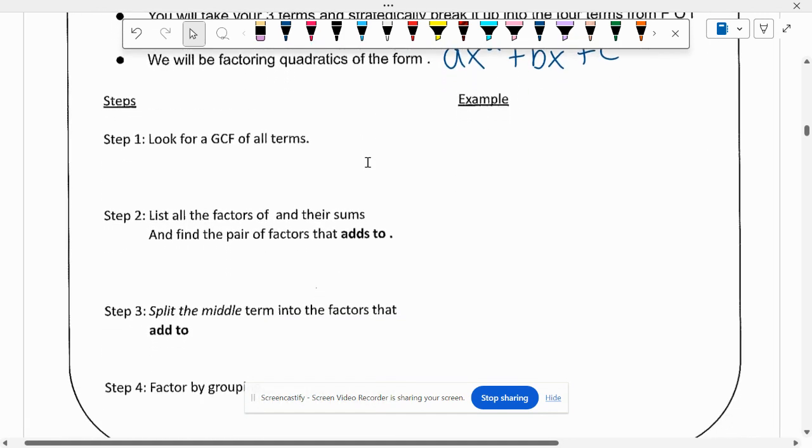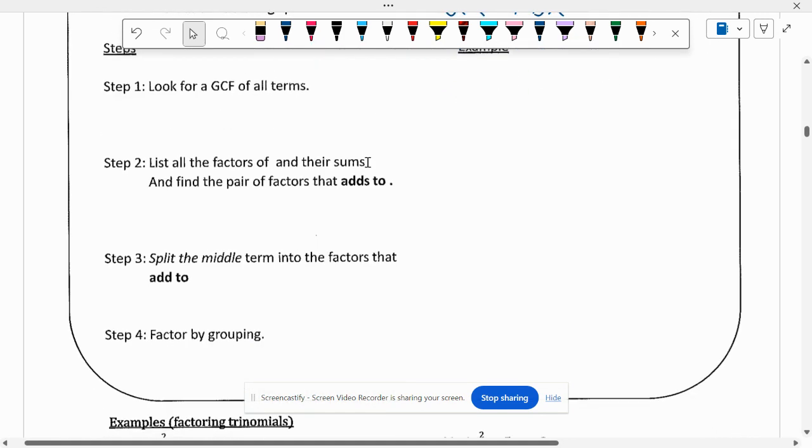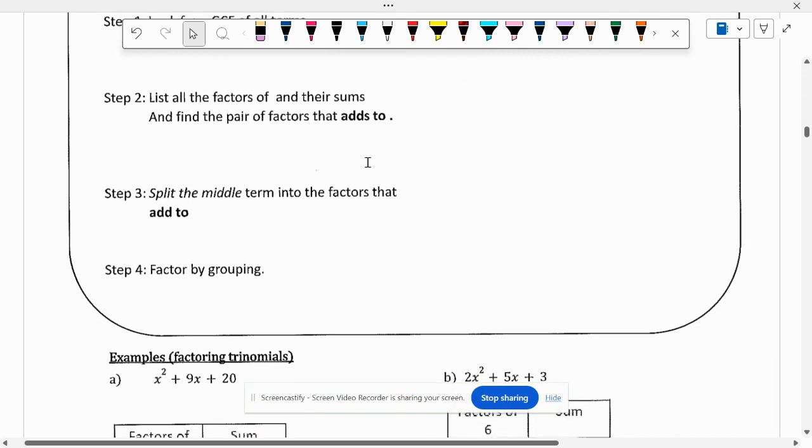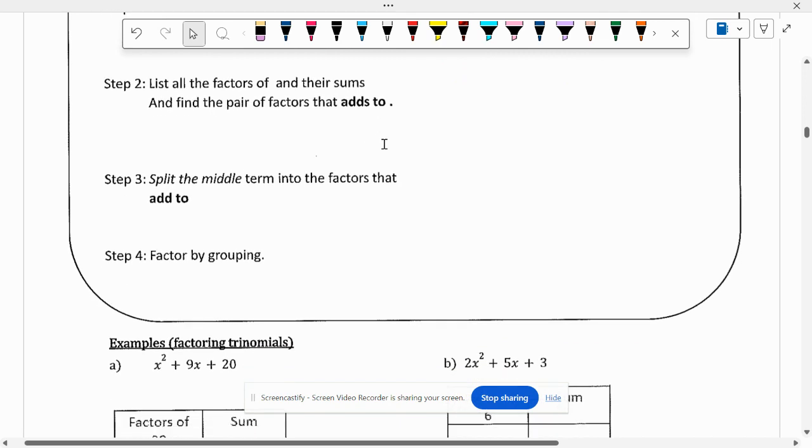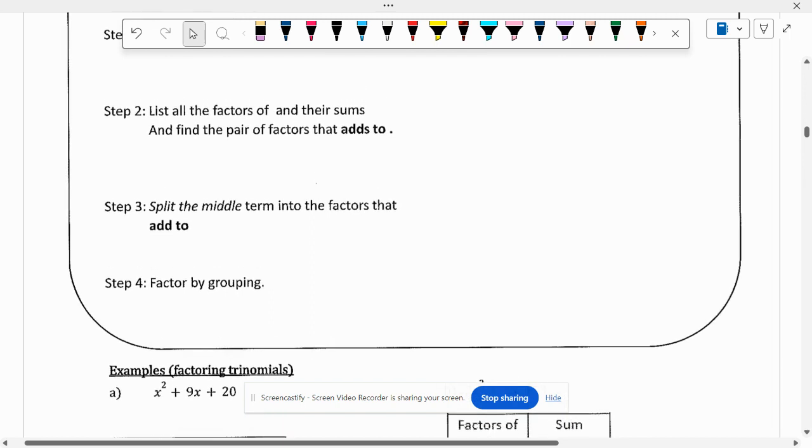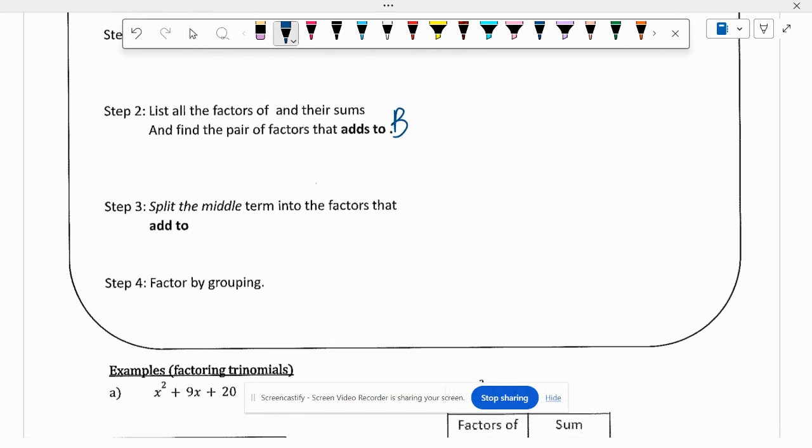Okay. The second thing is you want to list all the factors and their sums. We call those factor pairs. We're going to split the middle term. So step number 2, find the pairs of factors that add to B. You're going to split the middle term into factors that add to B, and then you factor by grouping.